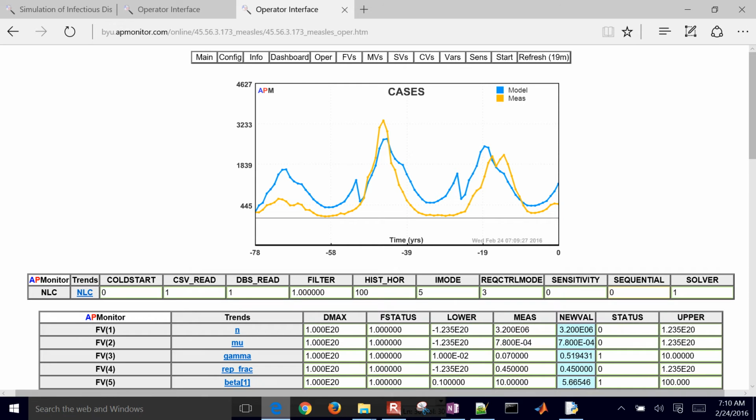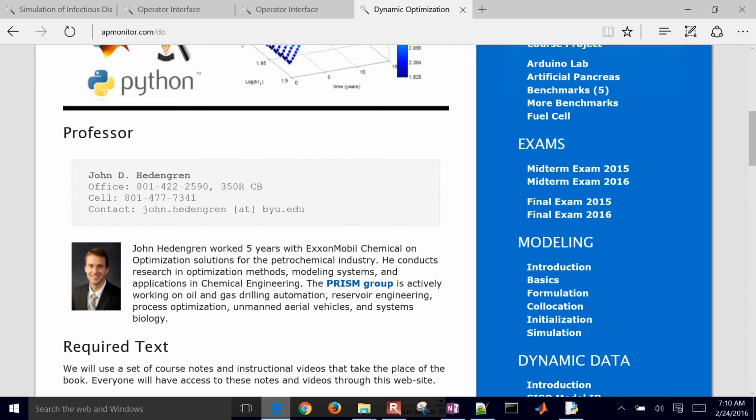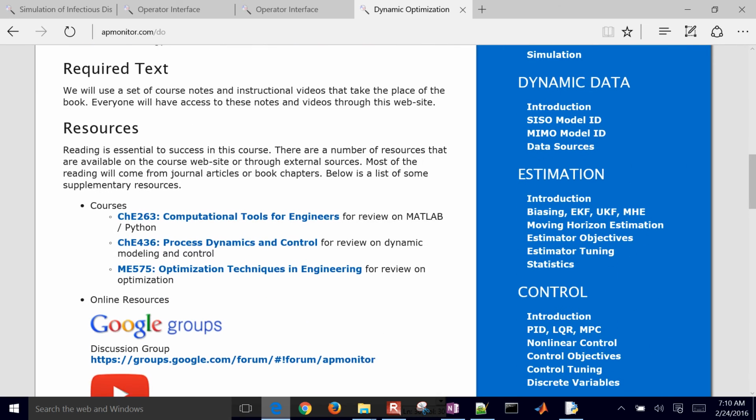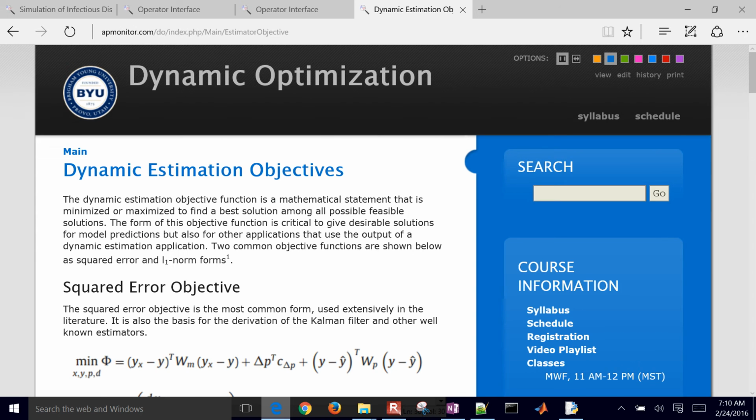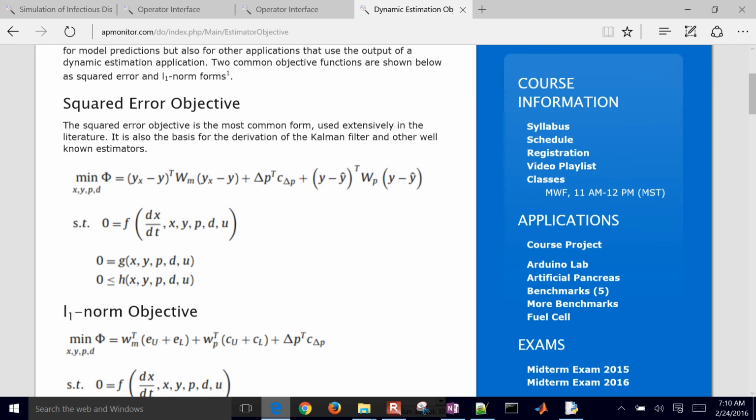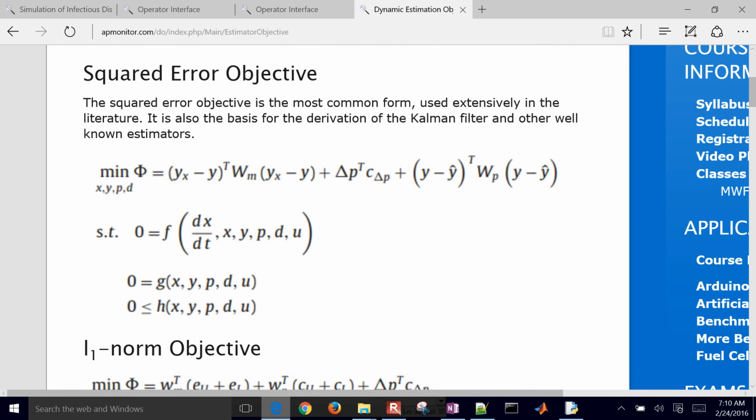Let me just show you a little bit of information about the difference between those two. Okay, so if you come down here to the dynamic optimization course on estimation and just review the estimator objectives, here's a squared error objective that we just solved this with, where we're trying to minimize the difference between the measured and the model values. And then also here's a penalty for the change of that parameter. And then here is a penalty for the deviation from the prior model predictions, and then we're going to solve our differential and algebraic equations.